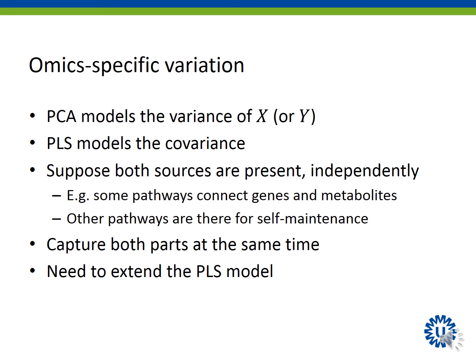For example, in X we have some pathways that contain genes that are correlated to metabolites. So that's the part that's related to Y. And in X you have other pathways that are just there for self-maintenance. So they go up and down to keep the cell alive, basically. So they have nothing to do with the relation with the metabolites, but they are still important for X. So part of the variation in X has to do with Y, and another part is just important for X and not for Y.